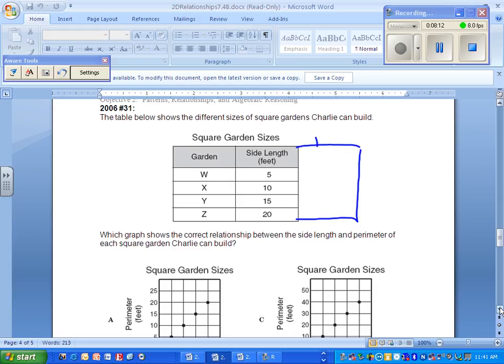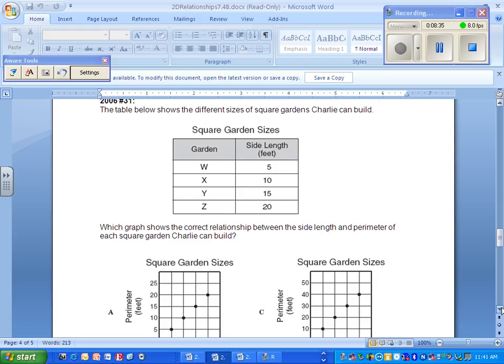Interesting. Let's just start that over. All right, when side length is 5, then perimeter is 20. Side length is 10, perimeter is 40. When side length is 15, it's going to be 60. When side length is 20, 20, 40, 60, 80. So there's my perimeter, and I'm going to choose the graph that matches a side length to its perimeter.